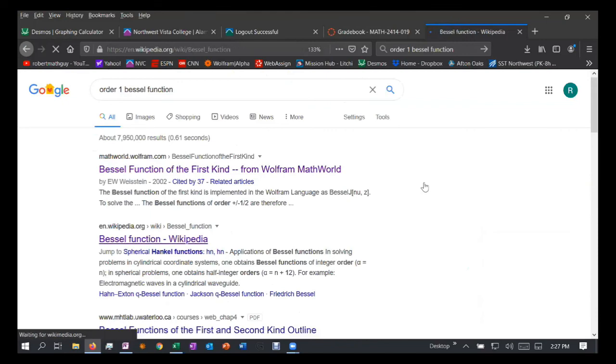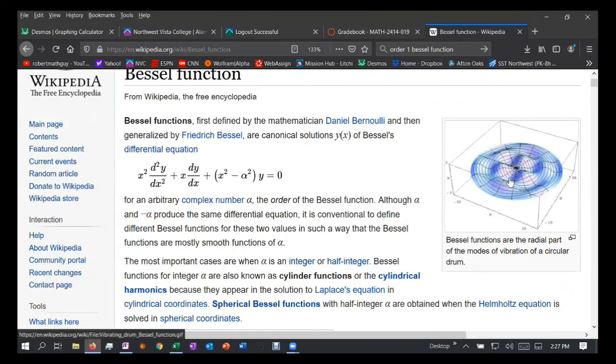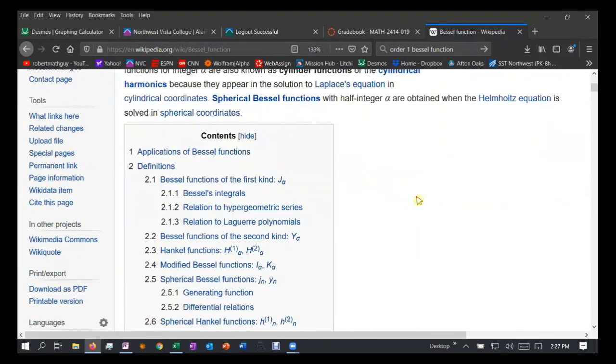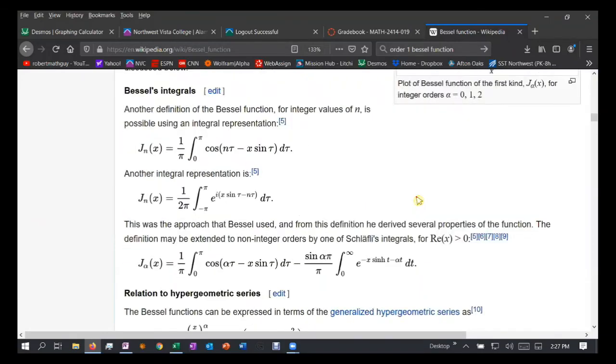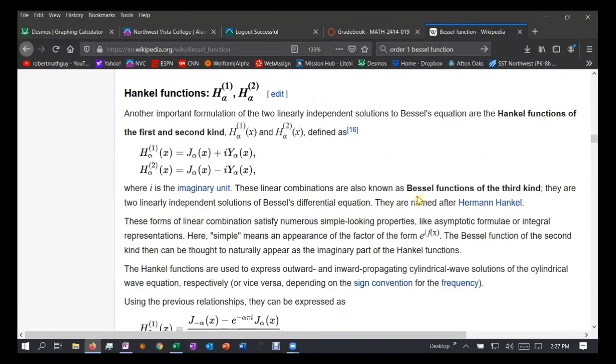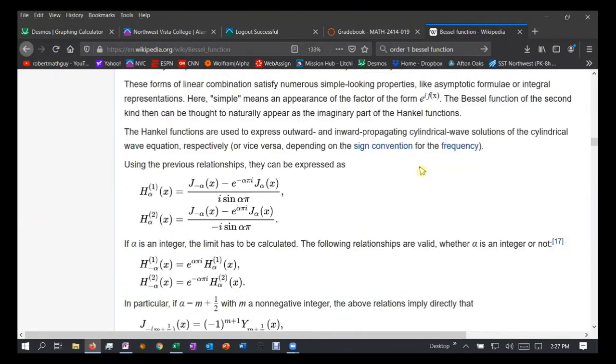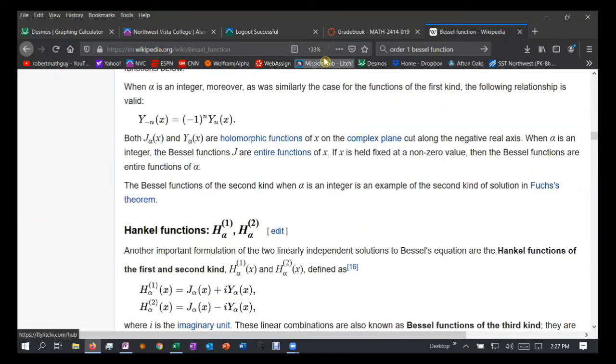Wikipedia, the layman's version. There we go. Bessel functions are used to model vibrations on any circular type drum. If you want to model the behavior of the oscillations, you have to use a Bessel function. I'm just giving you an example of where they're used. So think Bessel function, think vibrating drum.